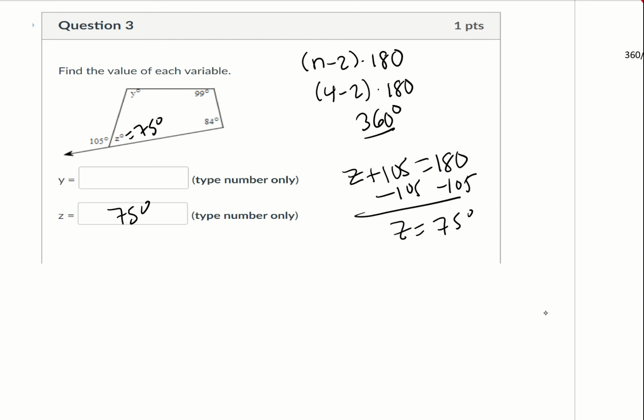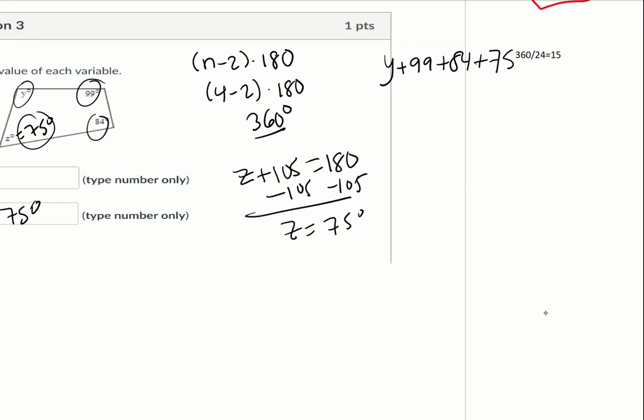And next I'm going to get y by adding up all these angles. So we have here y plus 99 plus 84 plus 75. And that should equal 360. So then we'll add these angles together. So we got 99 plus 84. That's going to be 183. And then 183 plus 75 is 258.